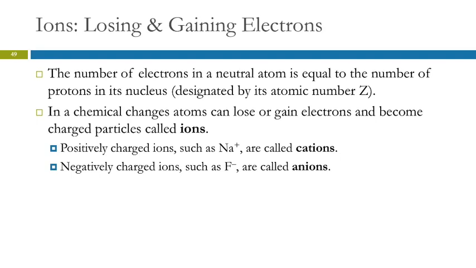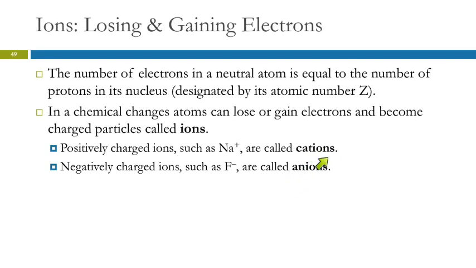So we can have positively charged ions. Na plus. This plus sign here means that it has a positive 1 charge. So it has 1 more proton than it does electrons. You can't change the number of protons, it's the number of electrons that change. Positively charged ions are called cations. If you like cats, this works. I have positive feelings for cats. Cations are positive. If you don't like cats, well, anions are the negative ones.